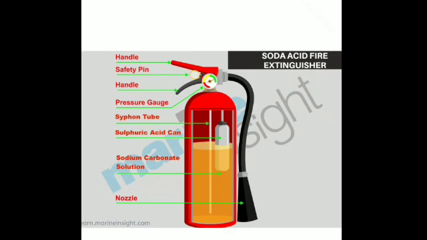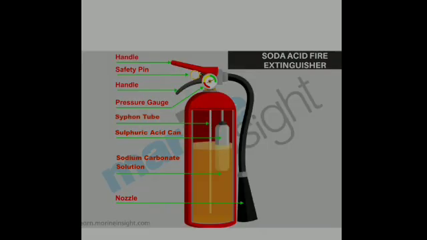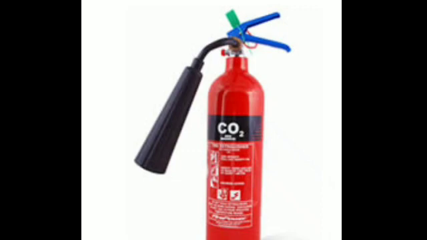Is that clear over here? This is directed towards the fire. The gas spreads over the fire and cuts off the supply of air by forming a layer on the fire. Thus, the fire extinguishes. Is that clear? So, this is where the sulfuric acid and sodium bicarbonate come in contact with each other. As a result, carbon dioxide is released, the nozzle is directed towards the fire, and the fire gets extinguished. This is the third type, the liquid carbon dioxide fire extinguisher.